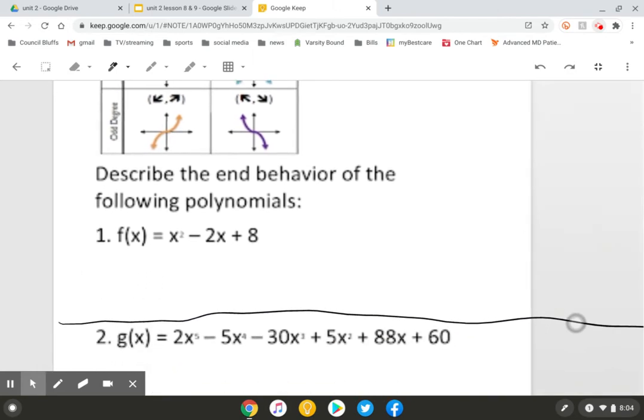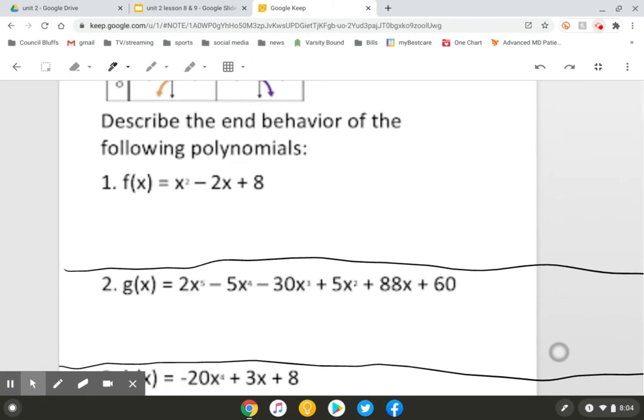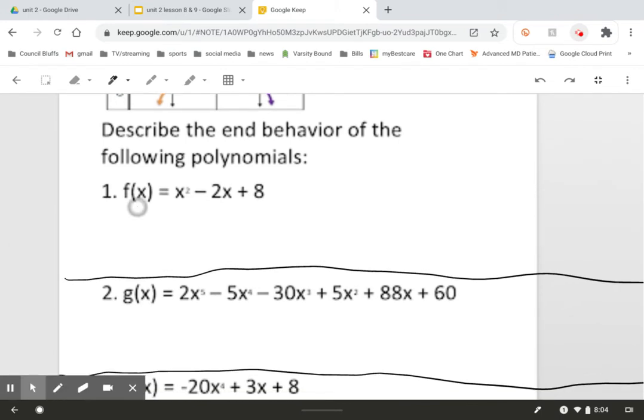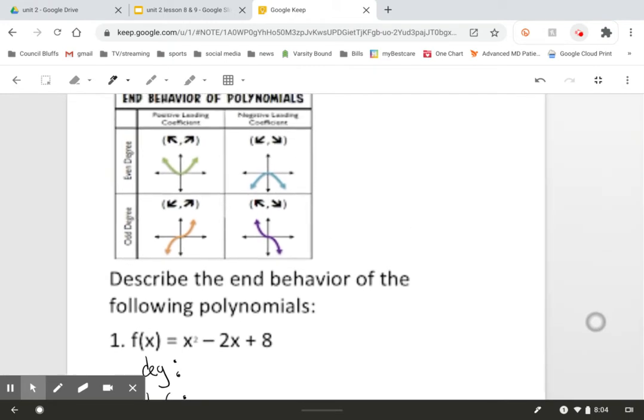So let's look at the examples here. Okay, our goal is to figure out the end behavior of the polynomial without actually graphing it. So we have our first example here, x squared minus 2x plus 8. So the first thing I'm going to do is identify the degree, and identify the leading coefficient, and I will abbreviate that LC.